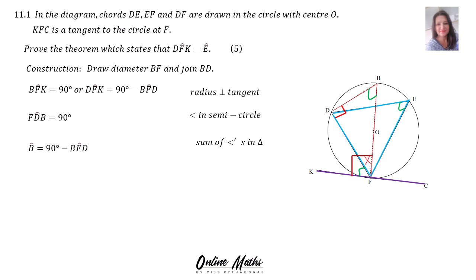And then we find that angle DFK is equal to angle B since both of them are equal to 90 degrees minus BFD. So they will be equal. But we can also say that angle B is equal to angle E and the reason is angles in same segment. Therefore, angle DFK is equal to angle E.